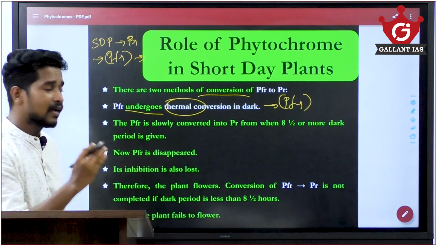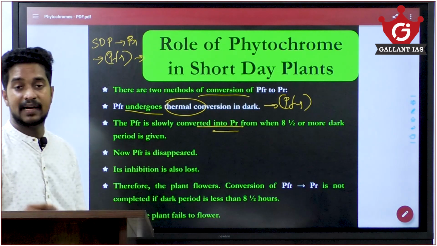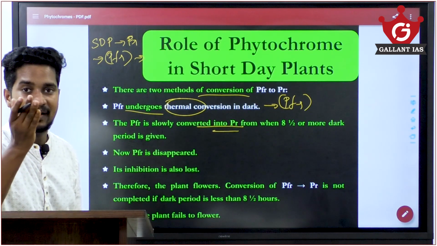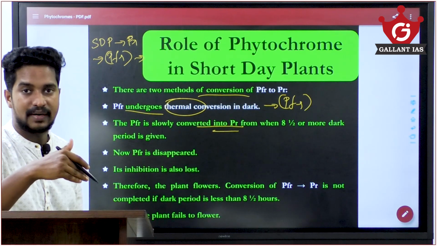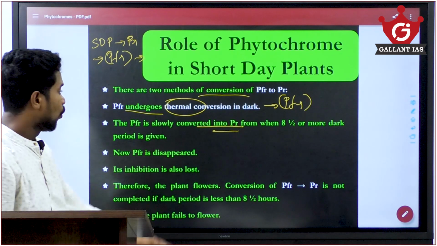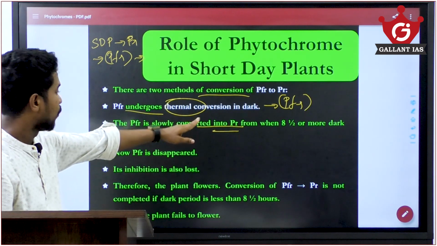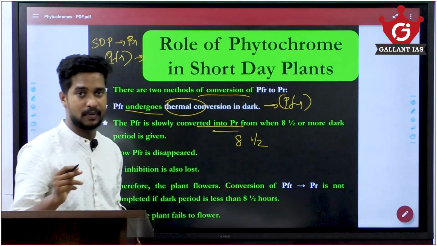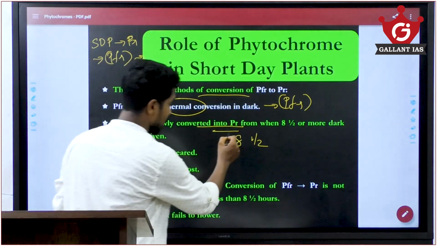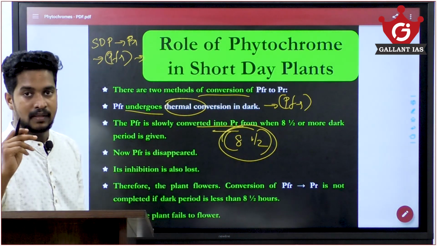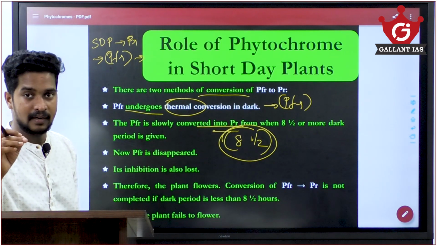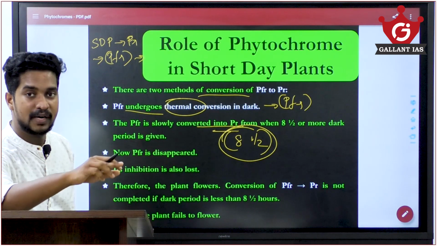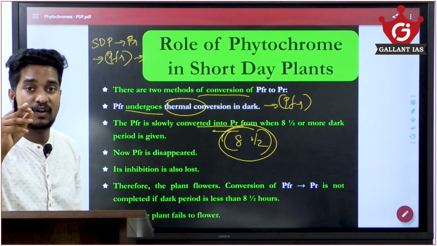Okay, that means in short day plants, darkness, or the non-availability of light, is important for flowering. Short day plants means the day length is comparatively less compared to night. So PFR is slowly converted into PR when 8.5 hours or more dark period is given. For a critical time period for flowering in short day plants, this is important. The PFR which builds up at the end of the light period is converted back to PR form if there are 8.5 hours or more of darkness.